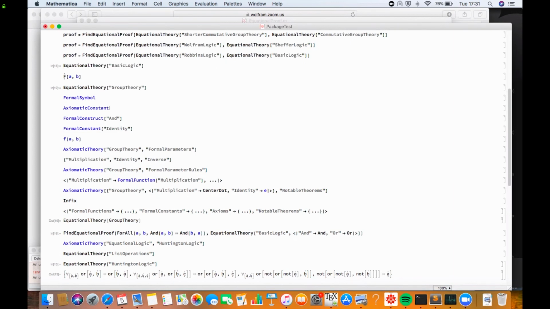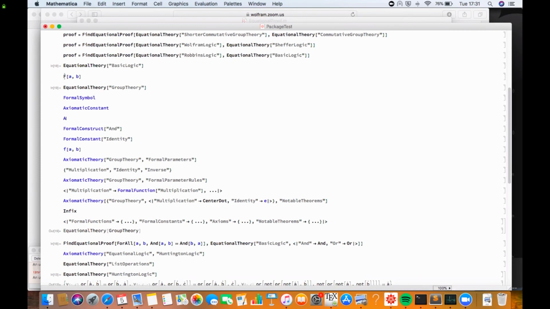Or axiomatic symbol for that matter. But axiomatic constant seems better. And why don't you like formal, just formal? Because I'm worried about using that up here. I mean, maybe that's a future.